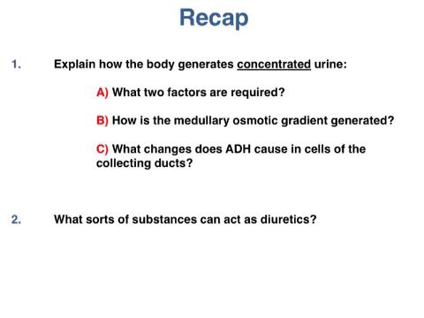Okay, so after studying this video, you should be able to discuss how the kidneys generate concentrated urine, including what two factors are required, talk about how that medullary osmotic gradient is set up, and talk about how antidiuretic hormone affects urine concentration. You should also be able to talk a bit about diuretics, what sorts of substances can act as diuretics and why.